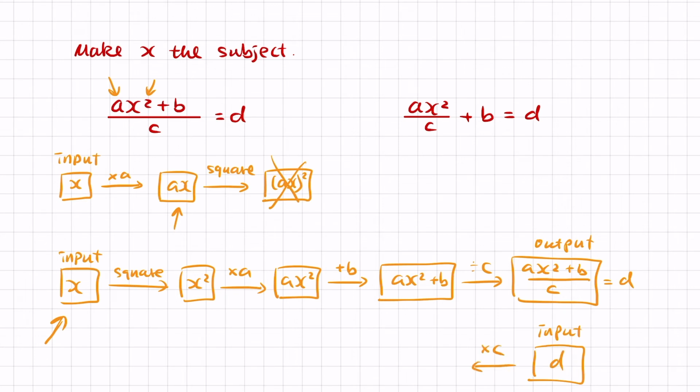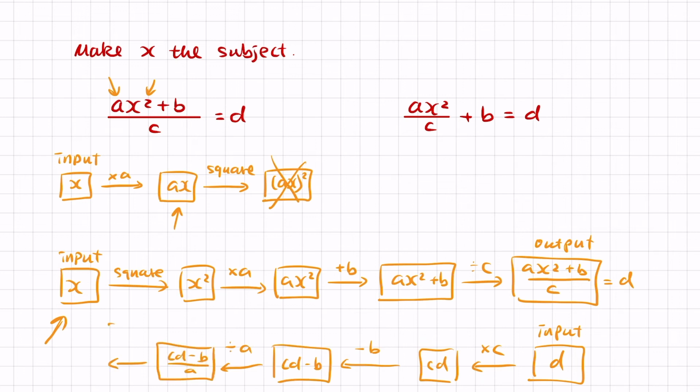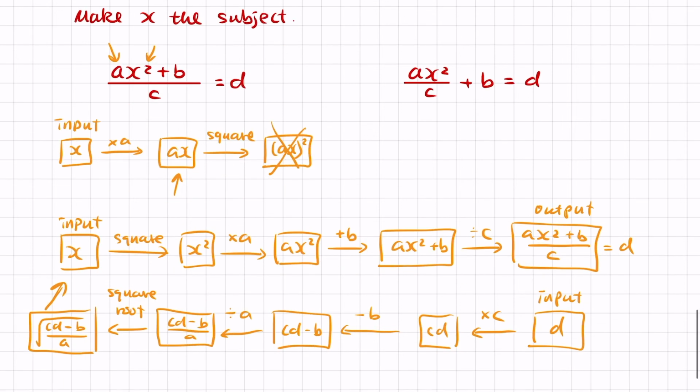We will first need to multiply by C. And then we have to subtract B. Divide that by A. We will have to square root our answer. In the end, that's going to be the square root of CD subtract B over A, and that is our answer.